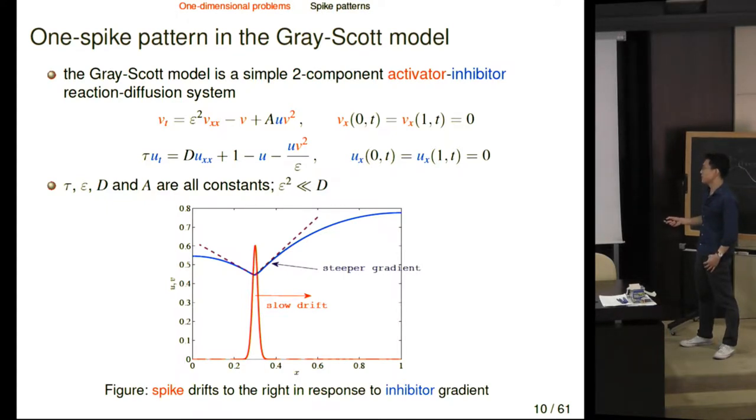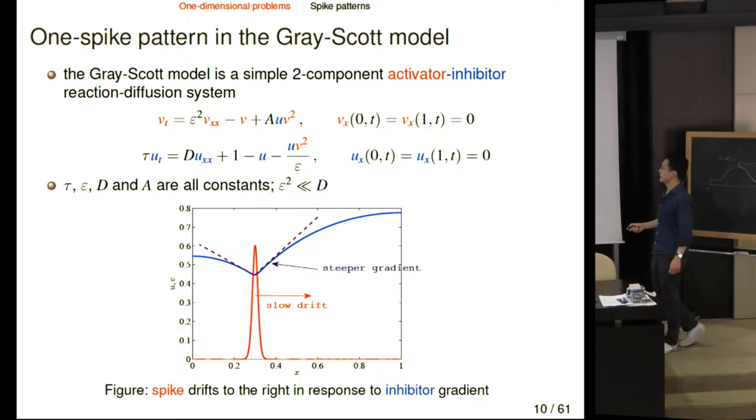The feature here is this separation of spatial scale. So epsilon squared, the diffusivity of the activator, is much smaller than the diffusivity of the inhibitor. So the inhibitor kind of acts as the fuel, right? And it leads to this localized pattern. Okay, so this is like a spike pattern. How does this spike move?